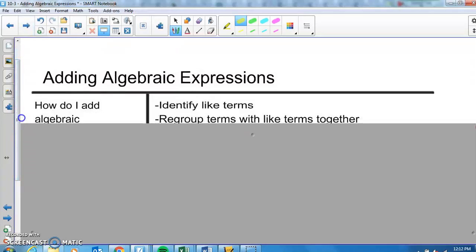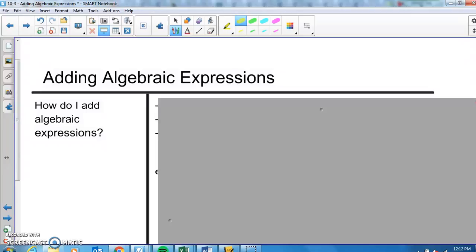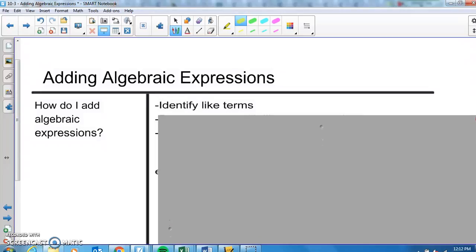Now let's get into adding algebraic expressions. Question: how do I add algebraic expressions? This is a very simple concept. You know what a term is. Most of you know what like terms are. Like terms have the same variable.